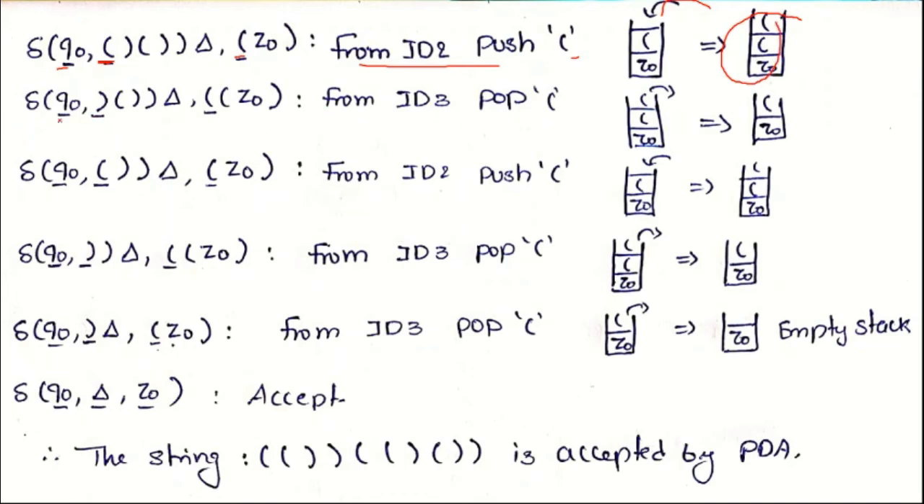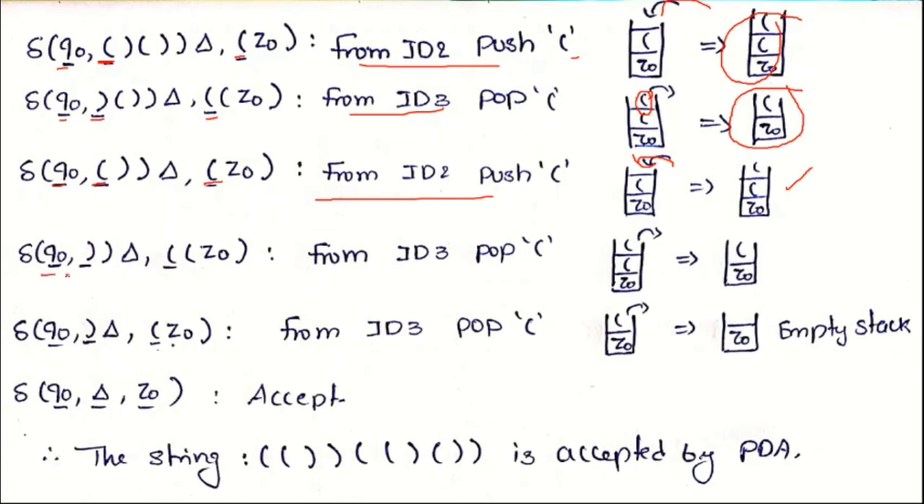Now the next state is Q0, the input is closed parenthesis and the top of the stack is open parenthesis. Based on ID3 we perform the pop operation. That means the top stack element will be popped from the stack. After performing the stack operation, these are the details. Next we go to the same Q0. From Q0 the next input is open parenthesis and the top of the stack is open parenthesis, so it is a push operation based on ID2. Initially the top of the stack is open parenthesis and now we push another open parenthesis into the stack. This is the stack configuration after completion of the stack operation. Then we go to the same state Q0.